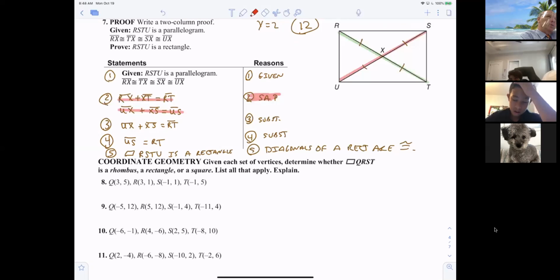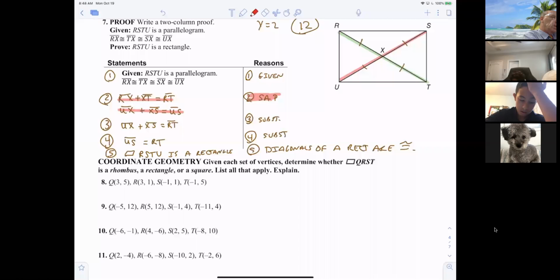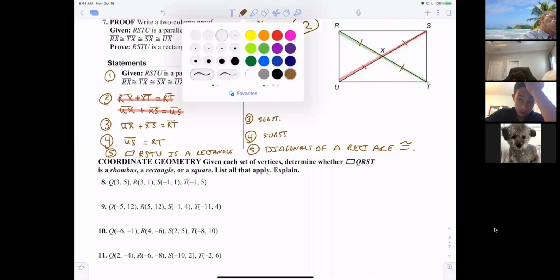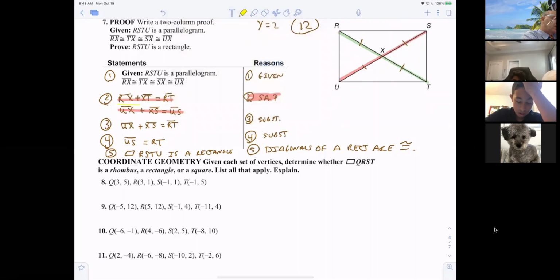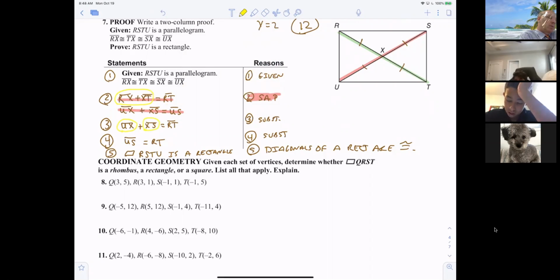Now, what I did was I thought for a second, I'm trying to get the diagonals equal, right? So now here's the tricky part. I know that RX and XT are the same as what? UX and XS. So I just replace those. Did everybody agree with that? And that's by what? Substitution. So now I have this.